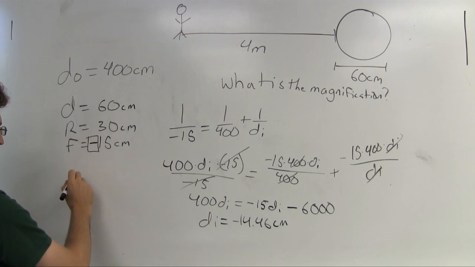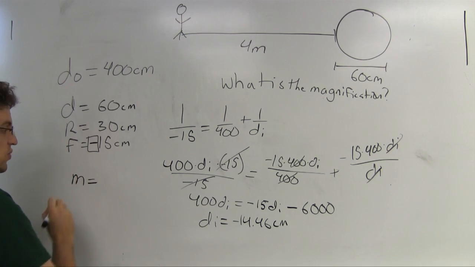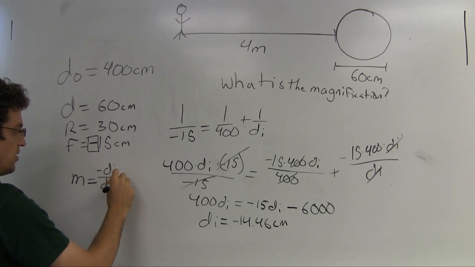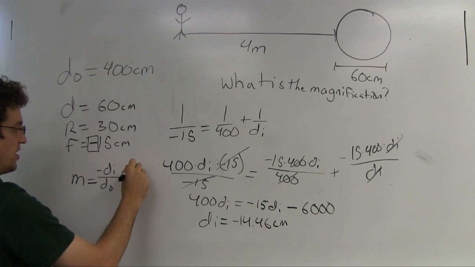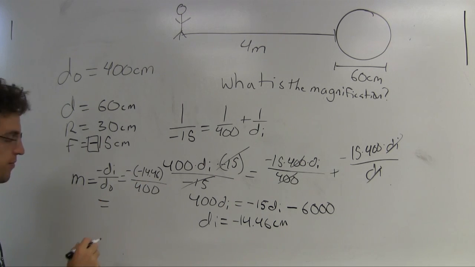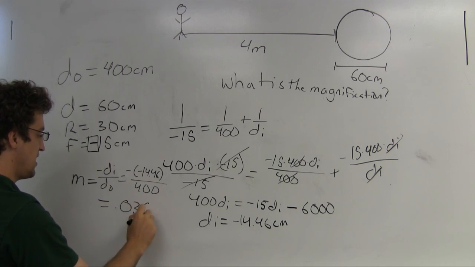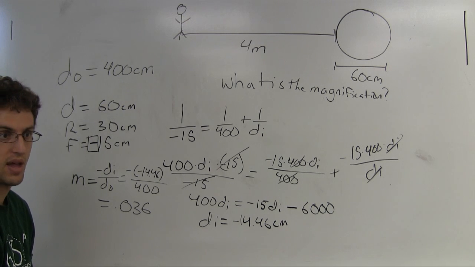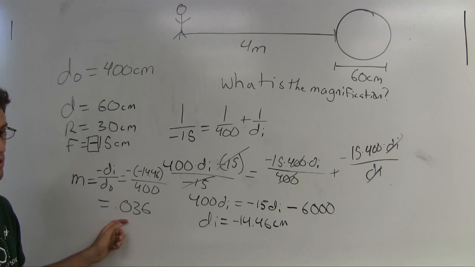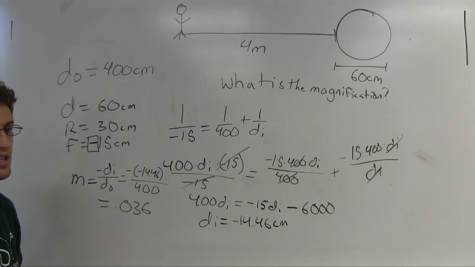We can come back and we can say, okay, the magnification is equal to either h_i over h_o or negative d_i over d_o, which means negative 14.46 over 400, and we should get a magnification of 0.036. All right, that means it is 3.6% as big as it was initially. Also, because it is positive, it means that the image is upright, which also makes it virtual.